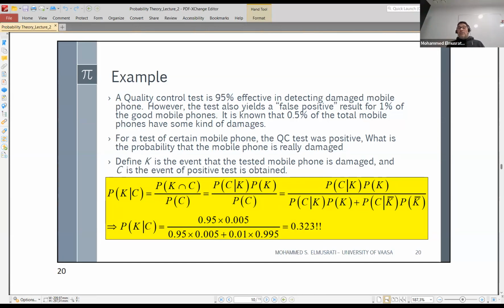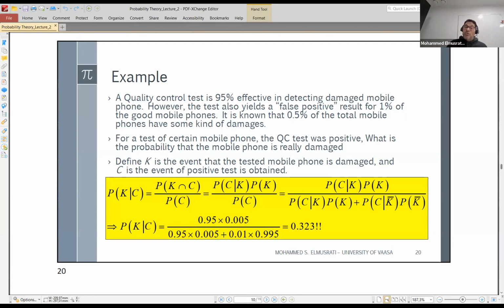If I ask how we can improve this quality control, the best way is by reducing this 1%. So the false alarm is the major reason for the bad performance in this quality control. Okay, so this is very important.